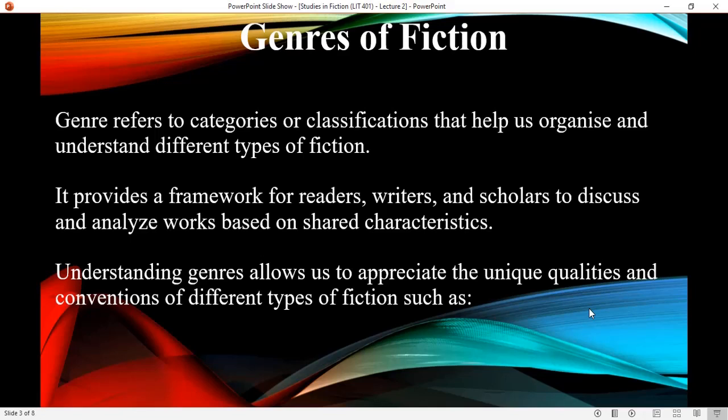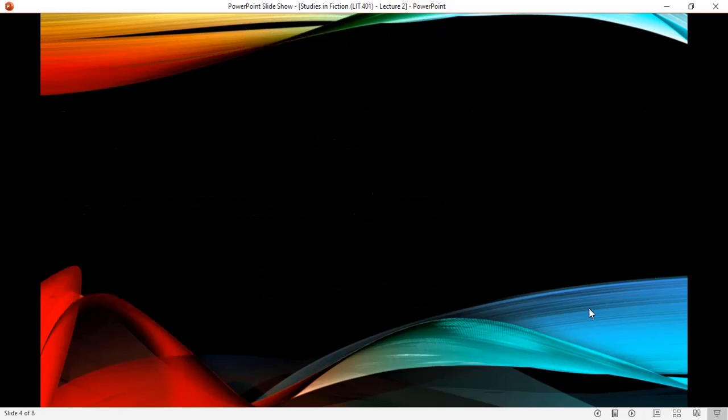So it is good for us from the perspective of this course to look into those genres of fiction in order for us to understand the unique qualities and conventions that make each of the genres of fiction unique or different from one another. So we'll start looking at them one after the other.